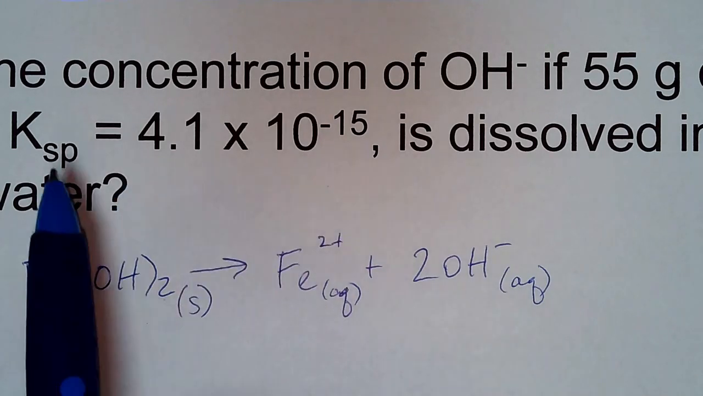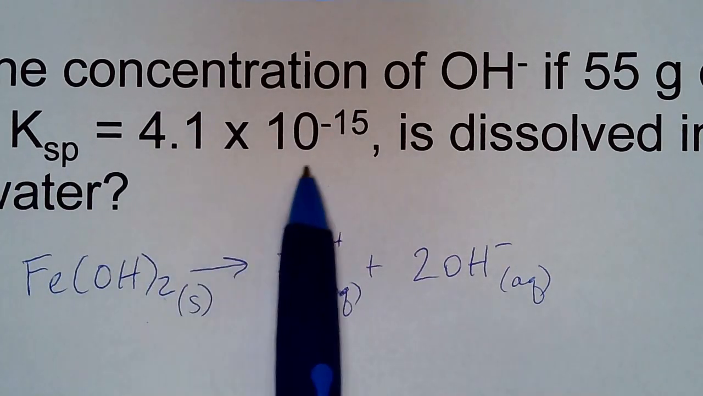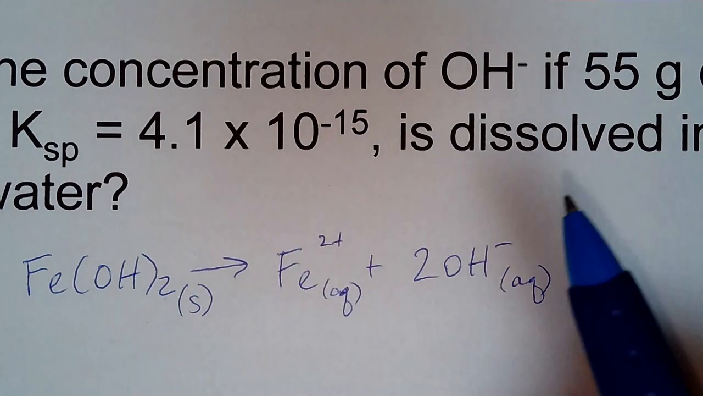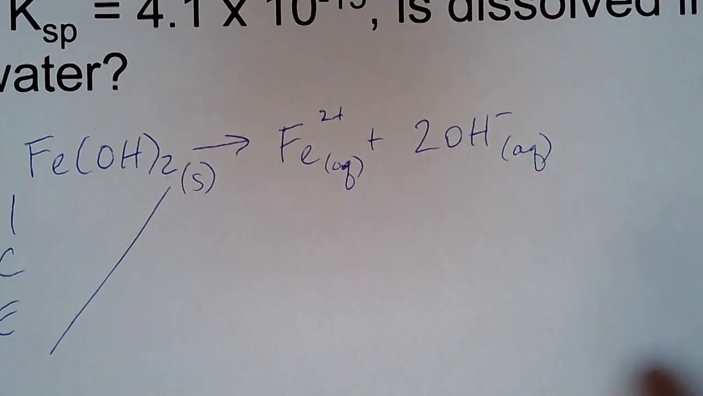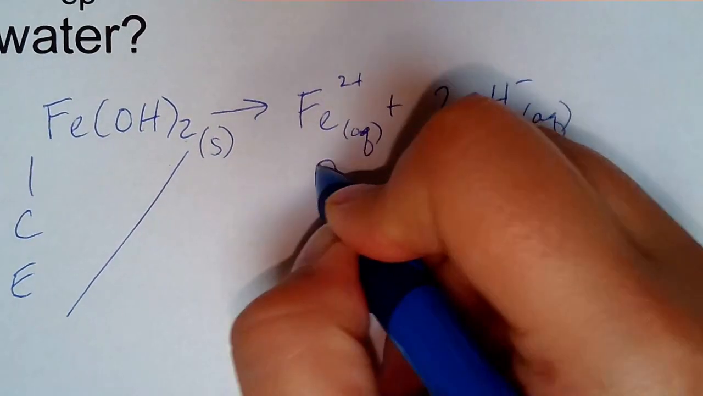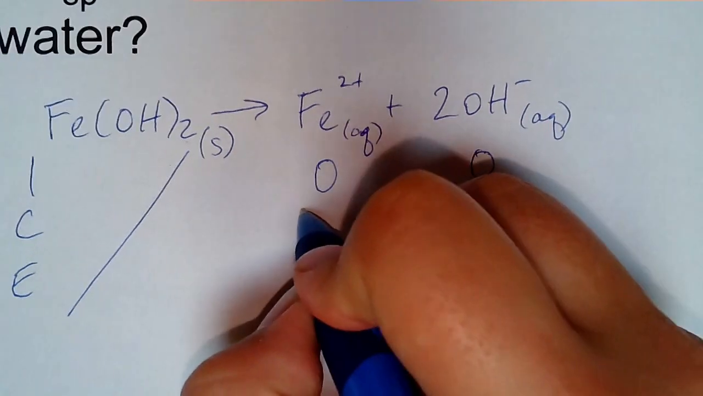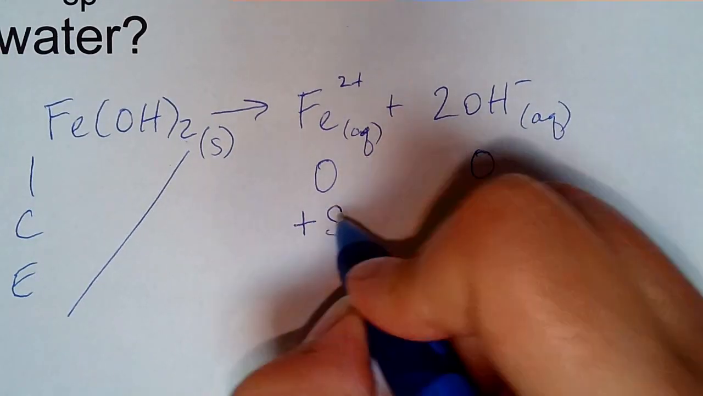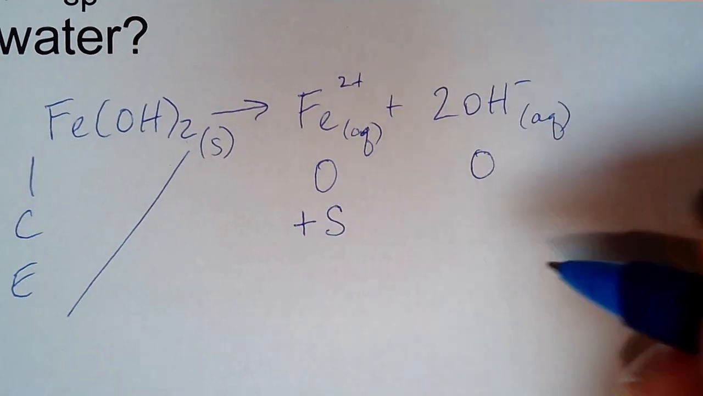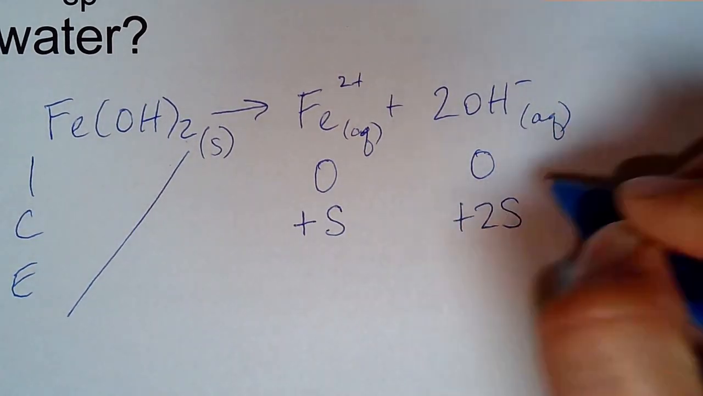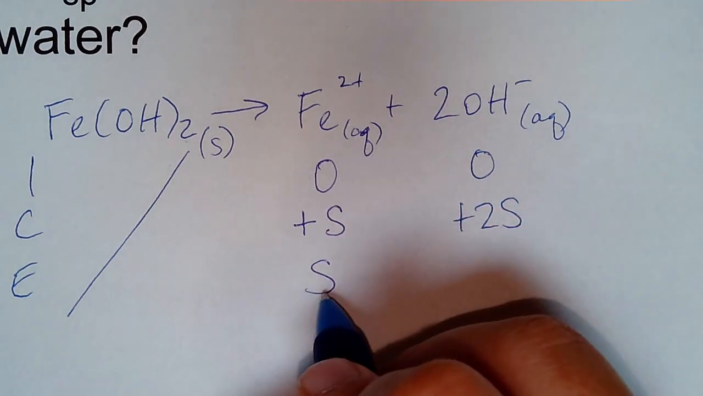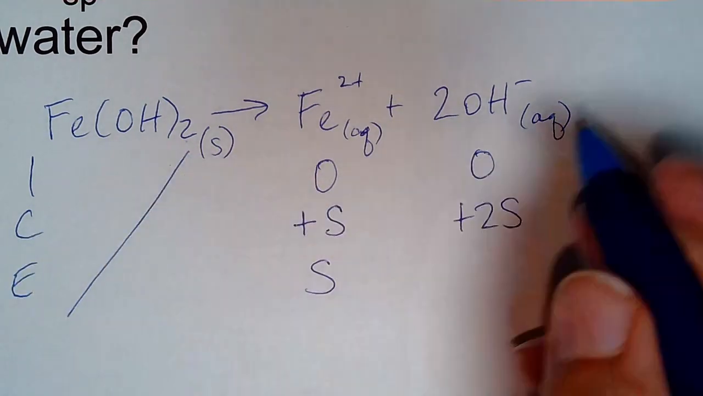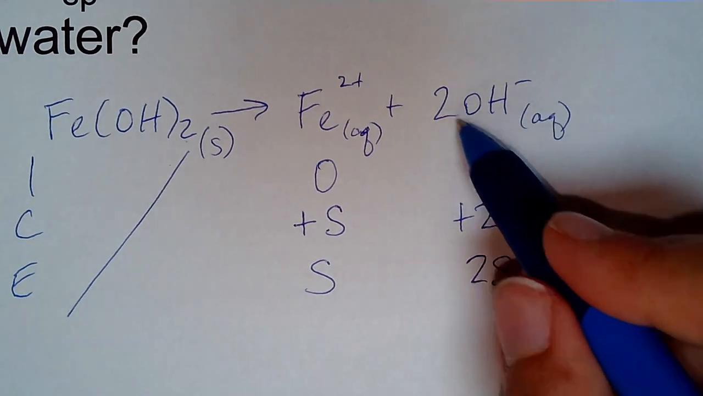So if I do my ice table and ignore the solid completely, we're going to start with 0 products. We're going to go plus S. Now using S instead of X is just the convention for solubility tables and to help remind you what the variable is you're solving for, because the S actually represents the solubility of the compound. Bringing down our coefficients like we normally would gives us S for the iron and 2S for the hydroxide.